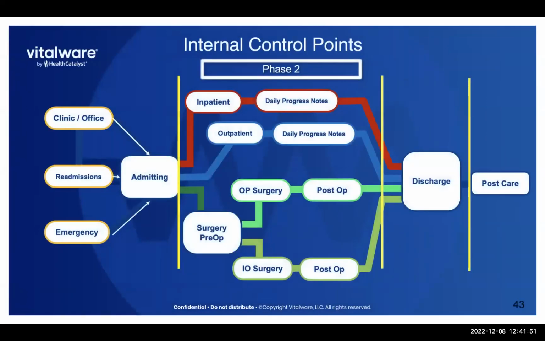If I look at phase 2, I have the red, which is the inpatient track, the light blue, which is the outpatient track, the really bright green is outpatient surgery, and then we've got the lighter green, which is in or out surgery post-op. So this is where the majority of our data goes. We look at medications, we look at orders, we look at combinations of medications for allergies, we look at the progress notes, EMR, problem lists, all sorts of things go into the data.